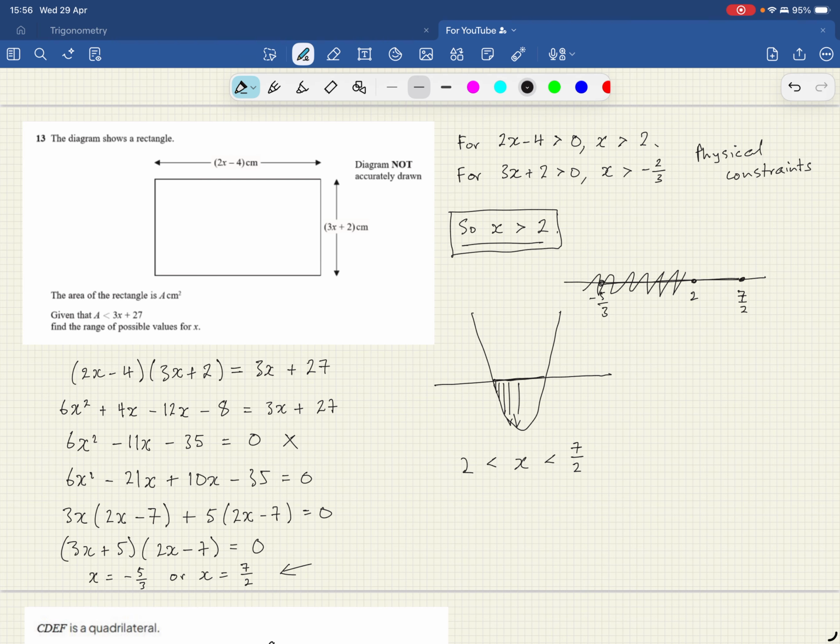So what's happened here is I've solved my quadratic inequality as I normally would, but then I've quickly had to check these physical constraints that are given to me by the fact that this is a real world problem involving a rectangle, and that's added yet another constraint on x, that it's greater than 2. So this whole range that I got from my quadratic actually gets limited by this extra constraint, and that's what gives me my final answer there.